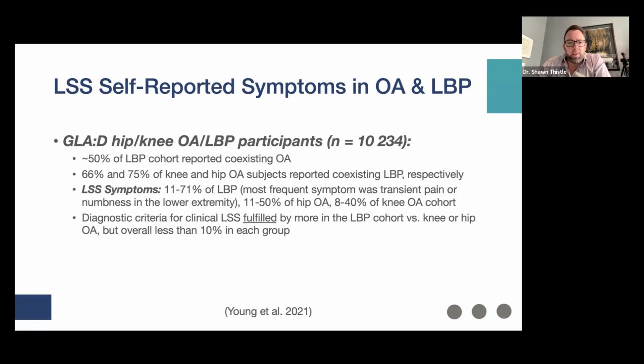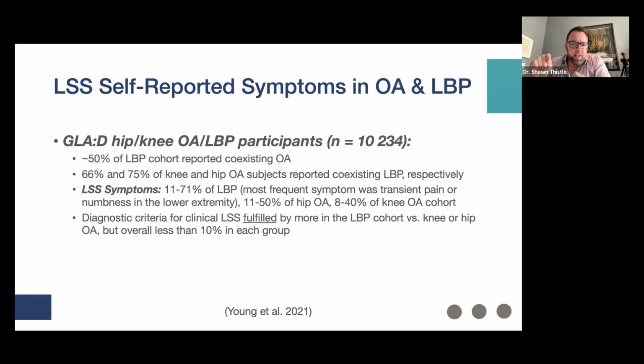And you see this in your patients all the time. Lumbar spinal stenosis symptoms specifically were present in 11 to 71% of the low back pain patients, but the most frequent symptom that the low back pain patients reported was transient pain or numbness in the lower extremity. So one of the differentiating factors for spinal stenosis is that the symptoms are often primarily or only in the legs, and low back pain may or may not be there, as I'll cover more in a moment. Lumbar spinal stenosis symptoms are also present in up to half of people with hip osteoarthritis and up to 40% of those with knee OA.